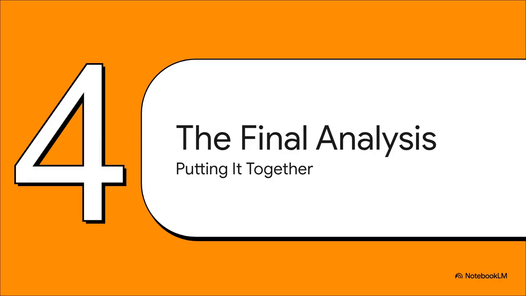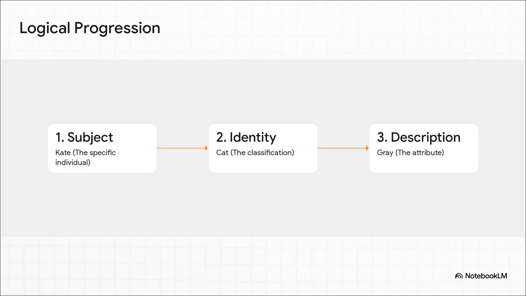Okay, we've taken it apart piece by piece. We've looked at the subject, the identity, and the description. Now let's put it all back together and see what the complete structure tells us. You can really see this clear, logical progression, at least in English. We start with the specific subject, Kate. Then we define her identity, she is a cat. And finally, we tack on a description, gray. It's a really direct, super efficient way of getting the information across.